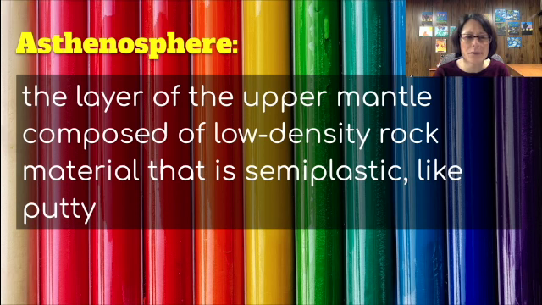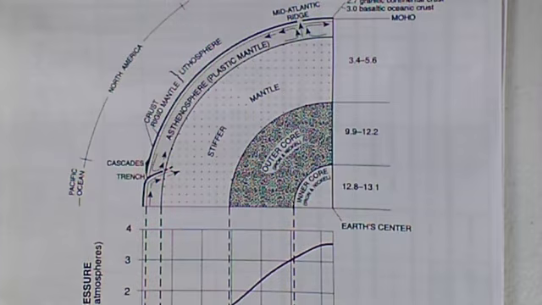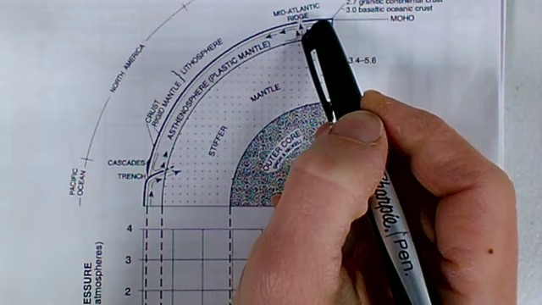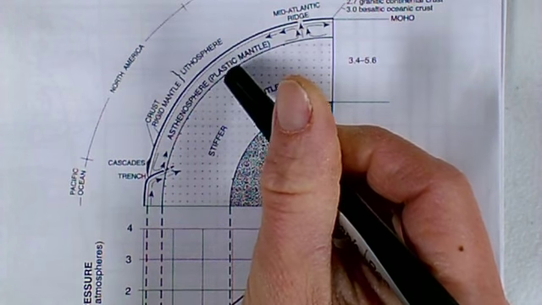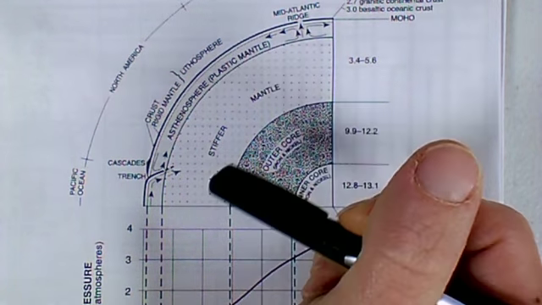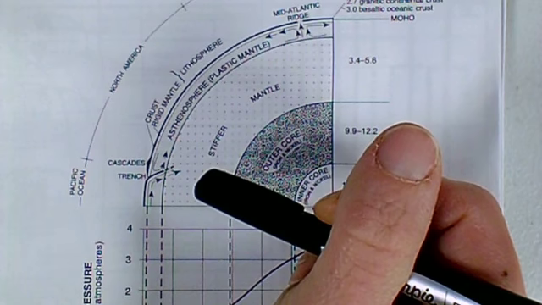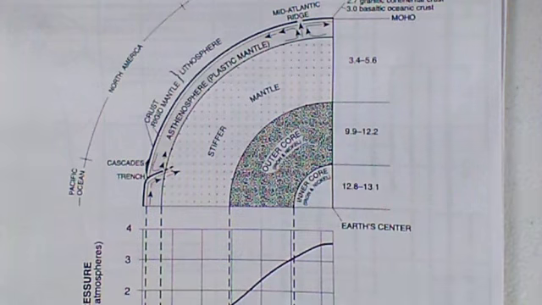Let me go back to our reference tables. So this is the asthenosphere right here, a pretty thin layer, and they even call it here in your reference tables the plastic mantle because it is kind of soft like putty, moving, like I said, about the rate that your fingernails grow.